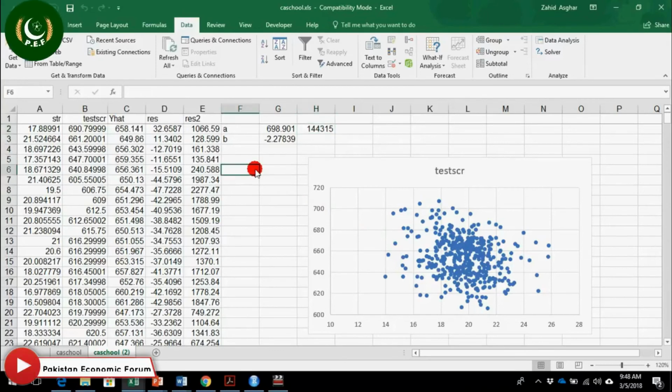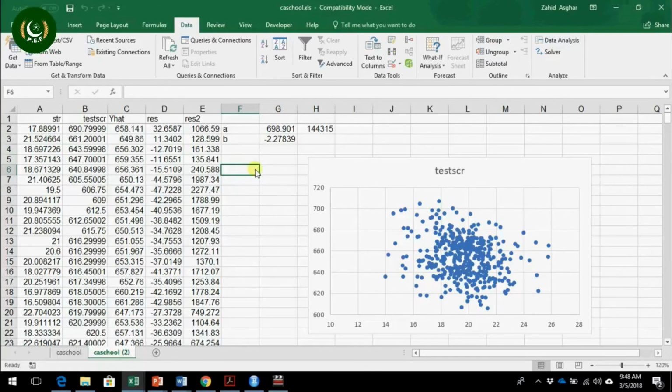This is the concept of minimizing the sum of squares of residuals. If you use the formula beta hat equal to the covariance between x and y, that is the sum of x minus x bar times y minus y bar, divided by the sum of x minus x bar square, you will get minus 2.28. And similarly you will get the intercept value equal to 698.901. If you use any values other than 698 and minus 2.28, your sum of squares of residuals will be greater than this number.